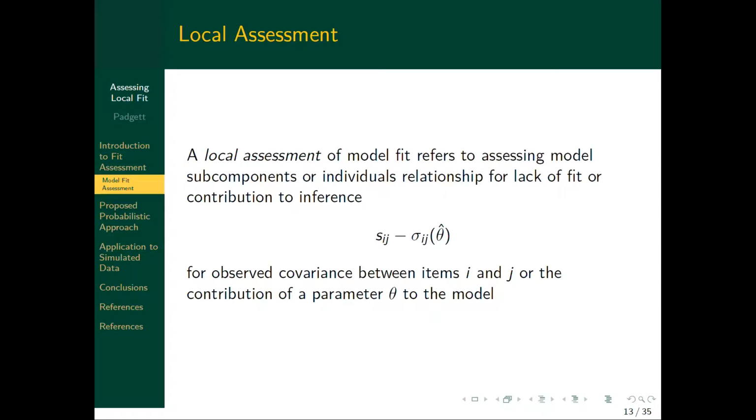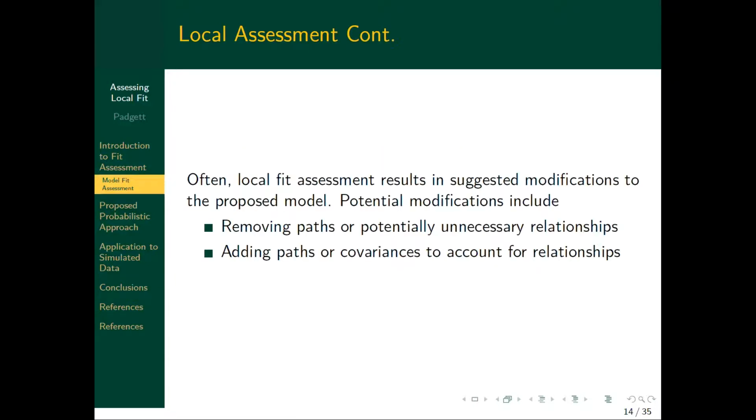Local fit is where we try to get at individual relationships between items. So how do the relationship between item 1 and 2, how do we capture that based on a model? So for local fit assessment, it's really geared toward this idea of how do we make modifications about these different relationships. And so do we need to add or subtract different paths or covariances in order to help increase fit?